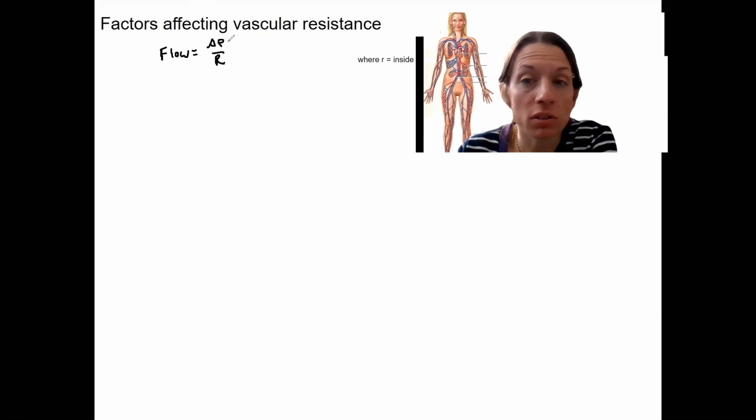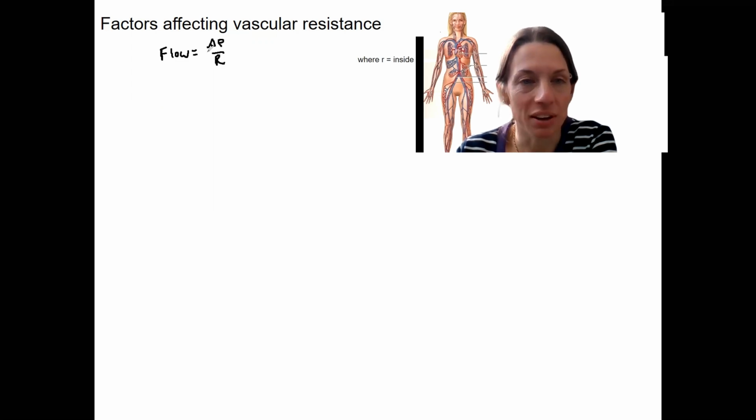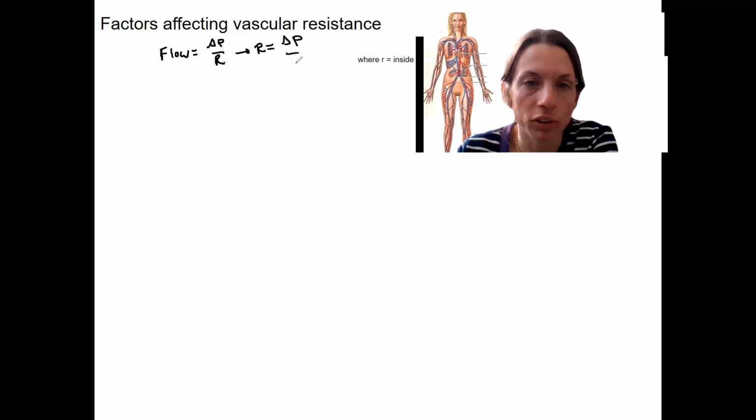You can switch around this equation to solve for resistance, and that's going to help us figure out how you alter resistance. If we multiply both of these sides by resistance and solve for resistance, we then divide by flow, we're going to get this. Same thing: resistance equals a change in pressure over flow. So that's solving for resistance.